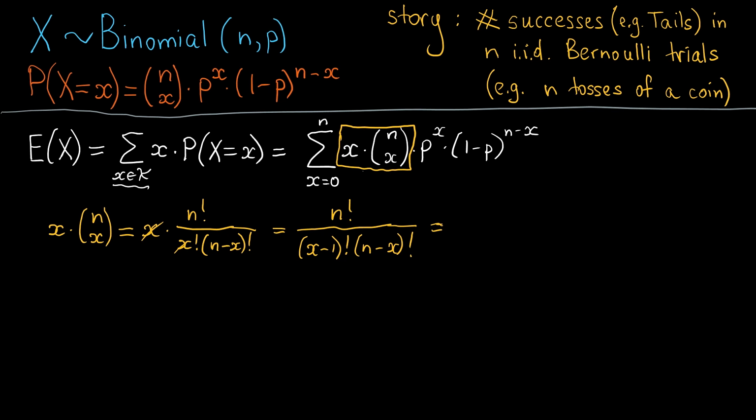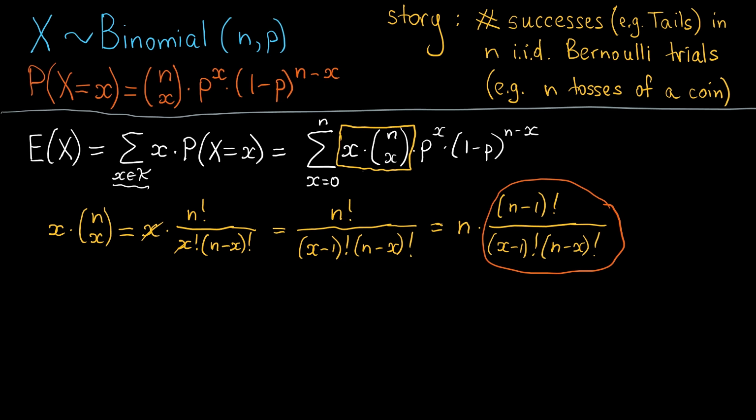Now, it isn't immediately clear what we'd want to do because the destination isn't clear, but imagine that we had the foresight to pull an n out. Then what we'd be left with in the numerator is n minus 1 factorial, and in the denominator x minus 1 factorial times n minus x factorial. Now this expression, if we look at it for some time, we'll see that it is n minus 1 choose x minus 1, right?